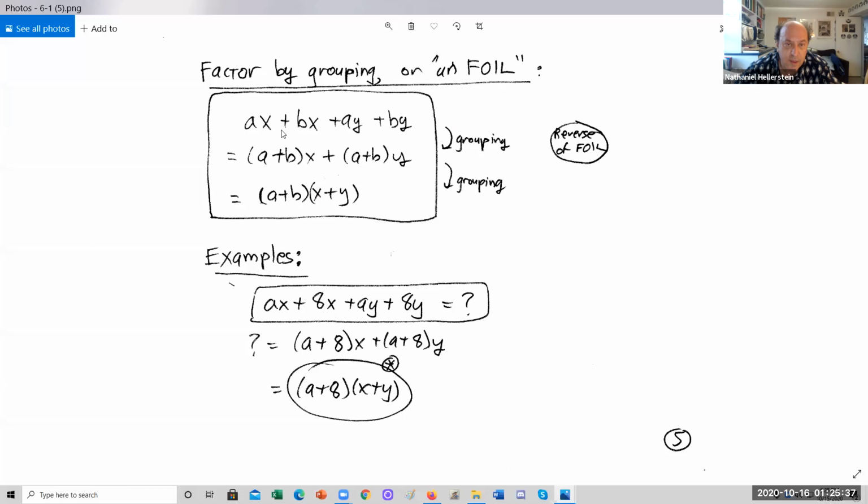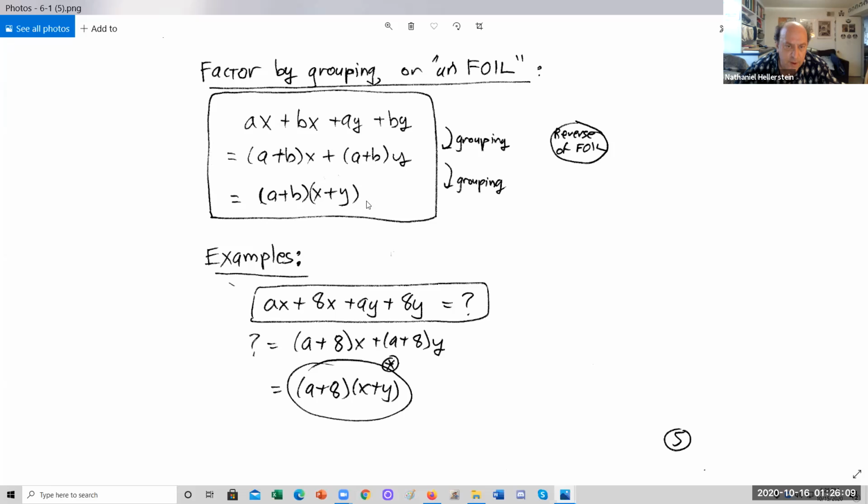Now here is a relatively specialized method called factoring by grouping, or I call it unfoil because it does FOIL backwards. Take ax plus bx plus ay plus by. These two terms I can group and have a common factor of x times a plus b. These two terms, if we group them, have a common factor of y times a plus b. Now a plus b is a common factor, so we pull it out here, leaving that times x plus y.